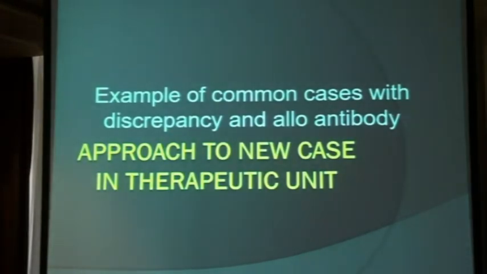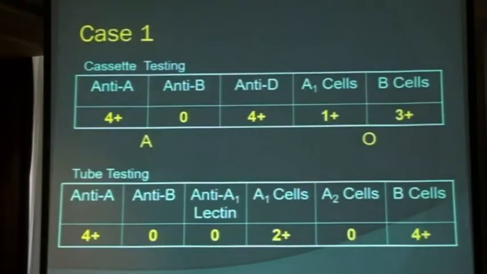Example of a common discrepancy. This is the approach of our therapeutic unit to a new case. Case 1, cassette method: the direct grouping gave blood group A, anti-A +4, and the reverse gave blood group O. This is a discrepancy. Tube testing, we repeated the test and got the same result, but no reaction with anti-A2 cells. So we consider that it may be a subgroup.